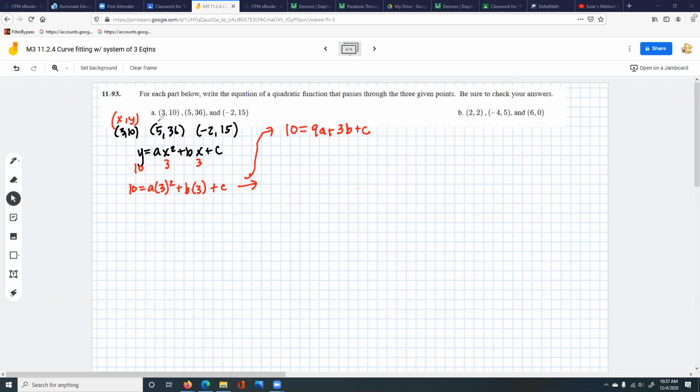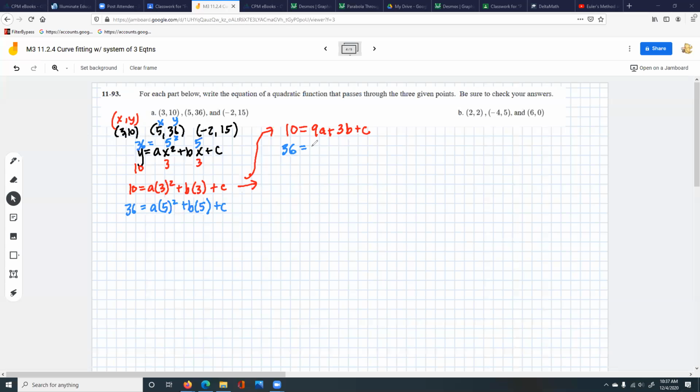I'm going to put, this is my x, this is my y, so it's going to be 36 equals a times 5 squared plus b times 5 plus c. Oh, sorry, I should have done it here first. That's how we plug it in. Okay, I'm going to simplify this.